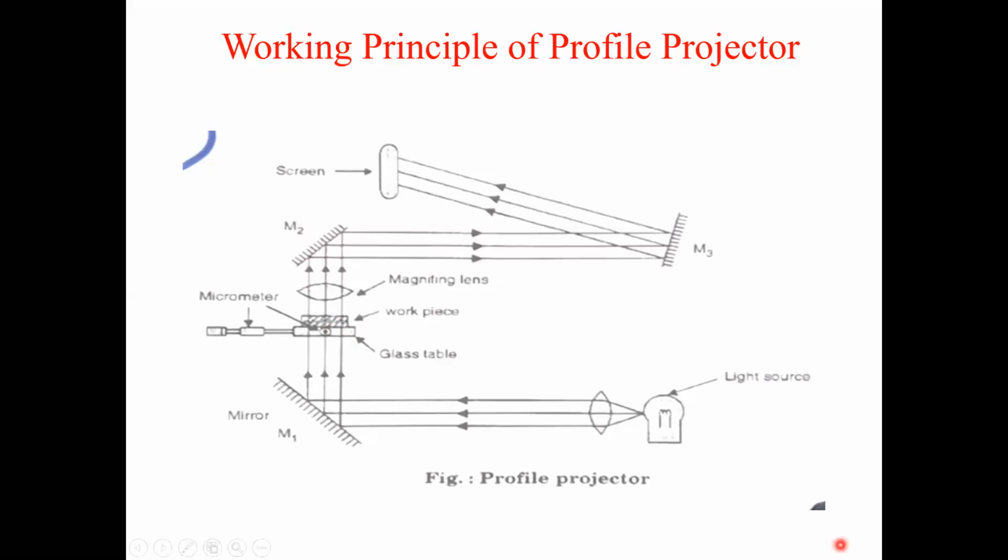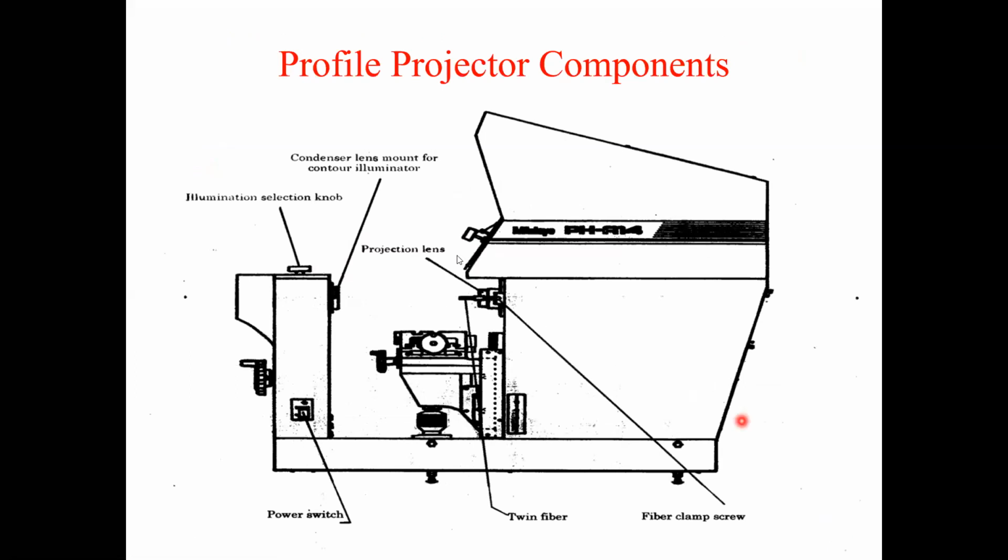Next, profile projector components. Observe here. The projection lens is there. It is a work table having the two micrometer heads, the two micrometers, and the illumination section knob. Condenser lens, all of that is in this profile projector.